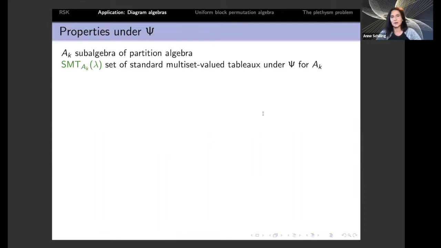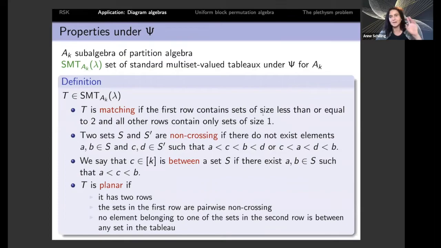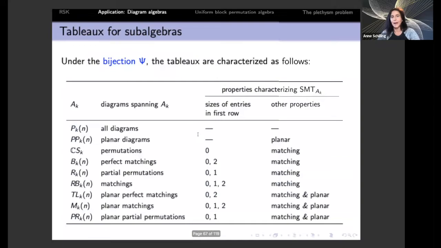And the details of the slide don't really matter so much. What matters is that you can describe these properties directly in terms of these standard multiset tableau. So you can describe them explicitly. Okay, so you can say what is a matching tableau, what is a planar tableau, and so on. And therefore, under this bijection psi, the tableau can be fully characterized. So for every such subalgebra, you can say exactly what the properties are of the corresponding standard multiset tableau.